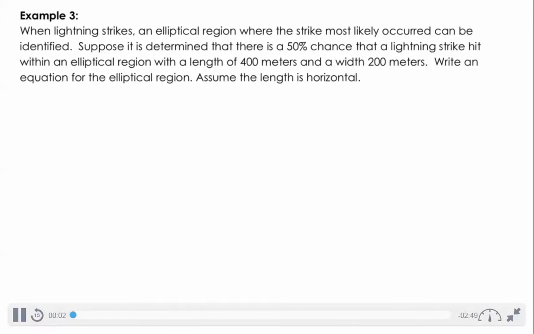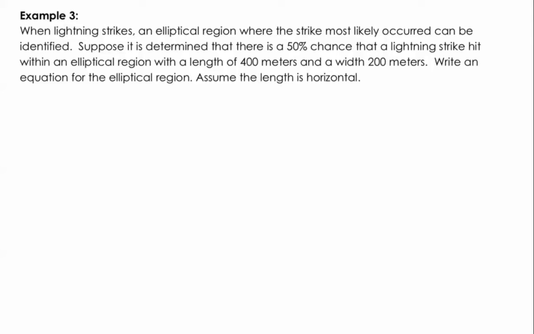All right, we are in the home stretch. Last example, example 3. When lightning strikes, an elliptical region where the strike most likely occurred can be identified. Suppose it is determined that there is a 50% chance that a lightning strike hit within an elliptical region with a length of 400 meters and a width of 200 meters. Write an equation for the elliptical region.